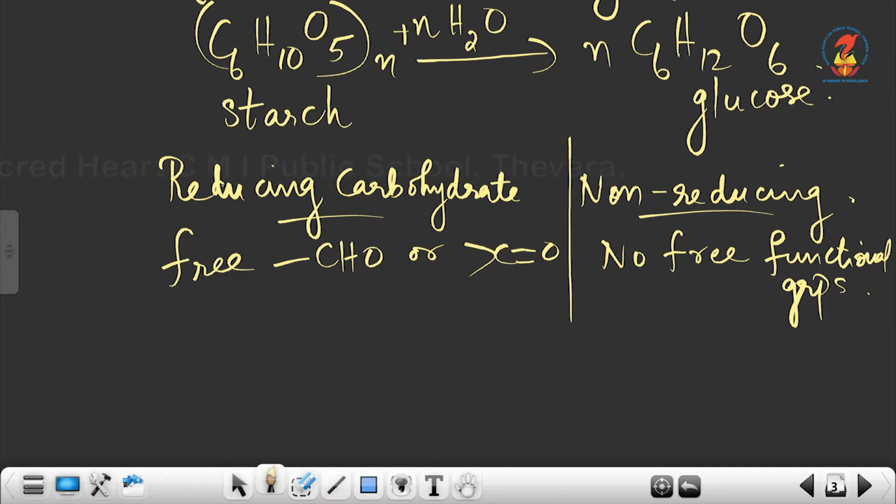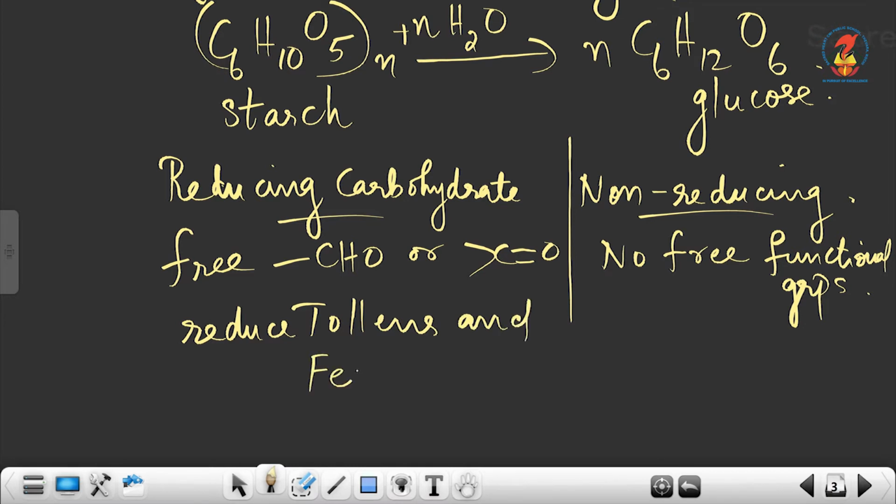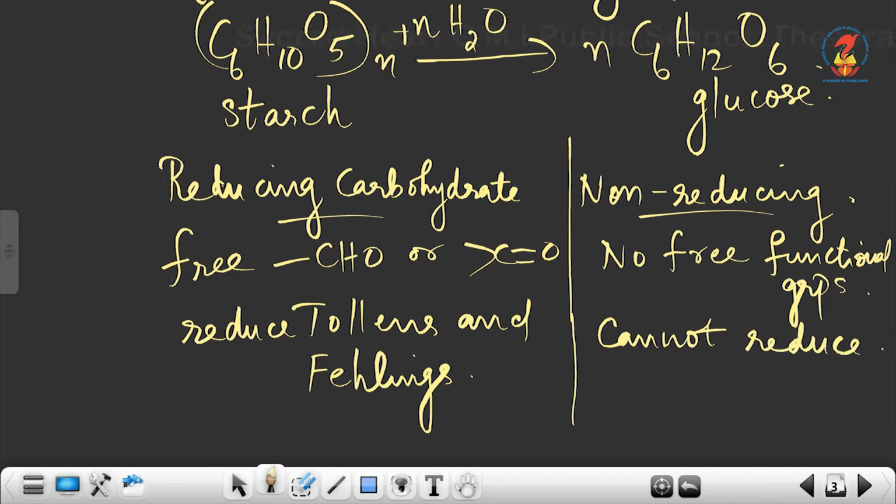Also, since there is a free aldehyde or ketone group in reducing carbohydrate, they give a test with Tollens and Fehling's, or they can reduce Tollens and Fehling's solution, whereas non-reducing carbohydrate does not give the test or cannot reduce Tollens and Fehling's solution. So these are the differences between reducing and non-reducing carbohydrate.